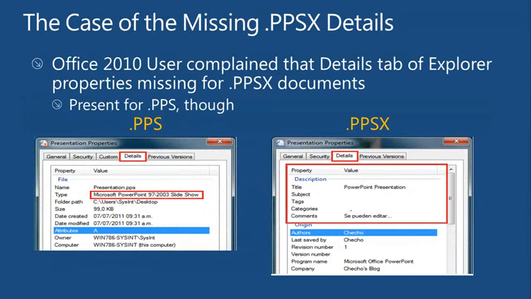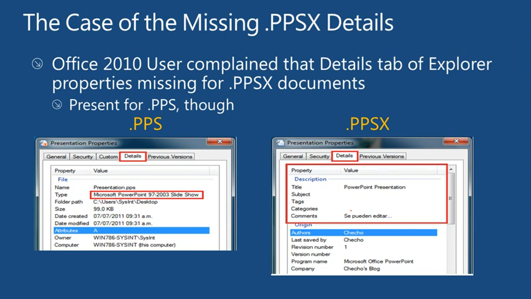All right, let's take a look at another one now. Now, this one, a particular user complained that the Details tab of the Explorer properties was missing on the PowerPoint show files, but not the PowerPoint show Office 2012 files. Now, obviously, this person is in marketing and just looking for an excuse not to get any more work done.